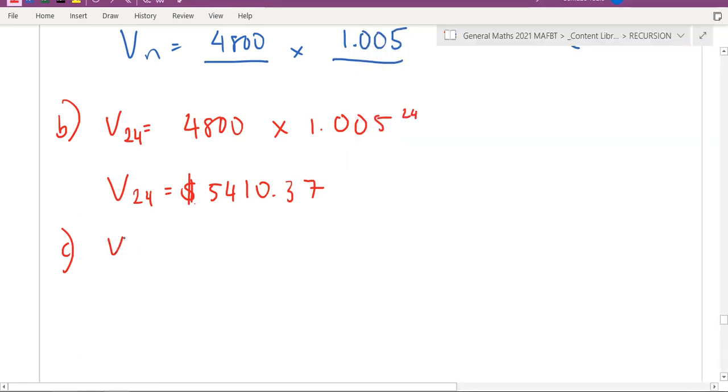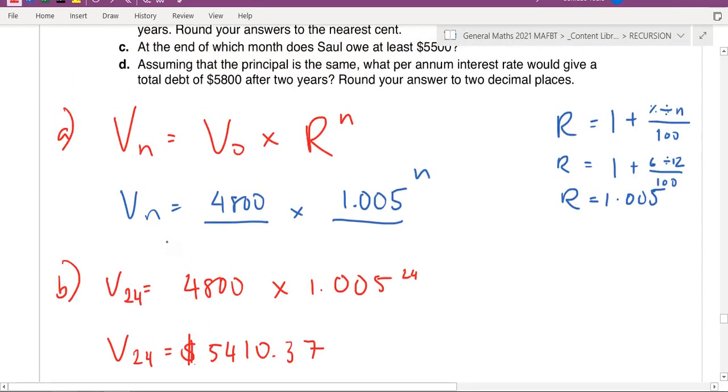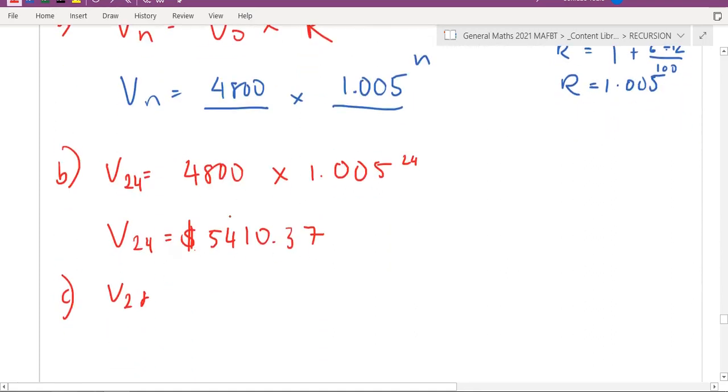So V28. Is it below or above? What does it say? At least 5,500. So I'll write on the 28th month, sorry.